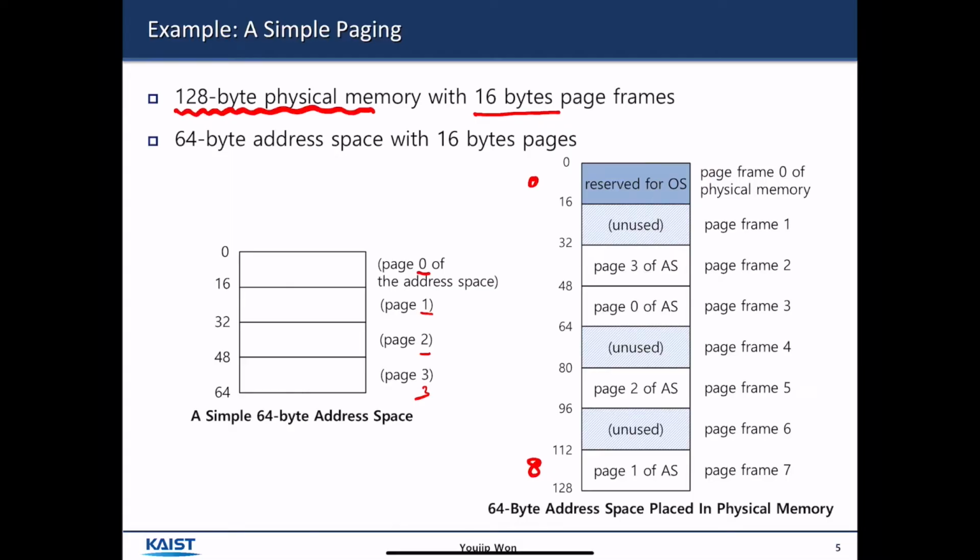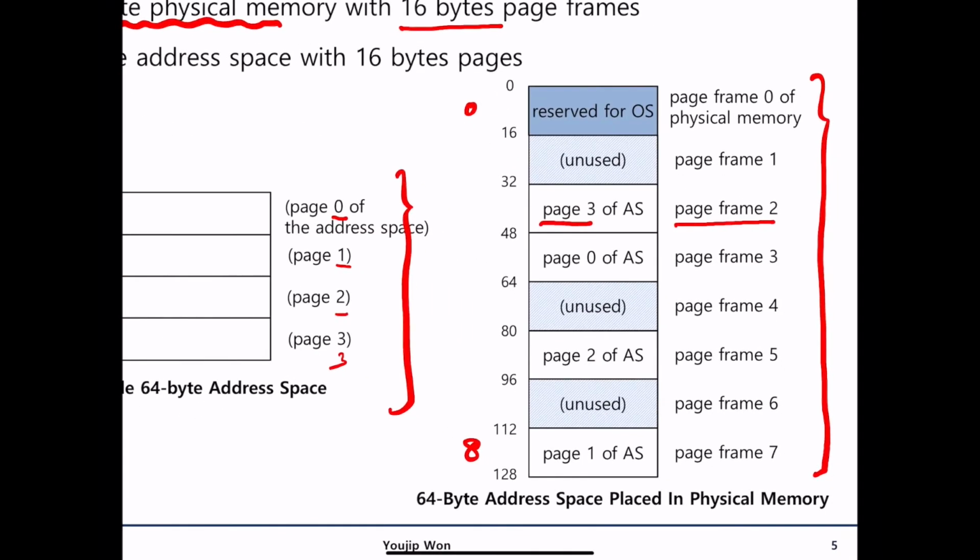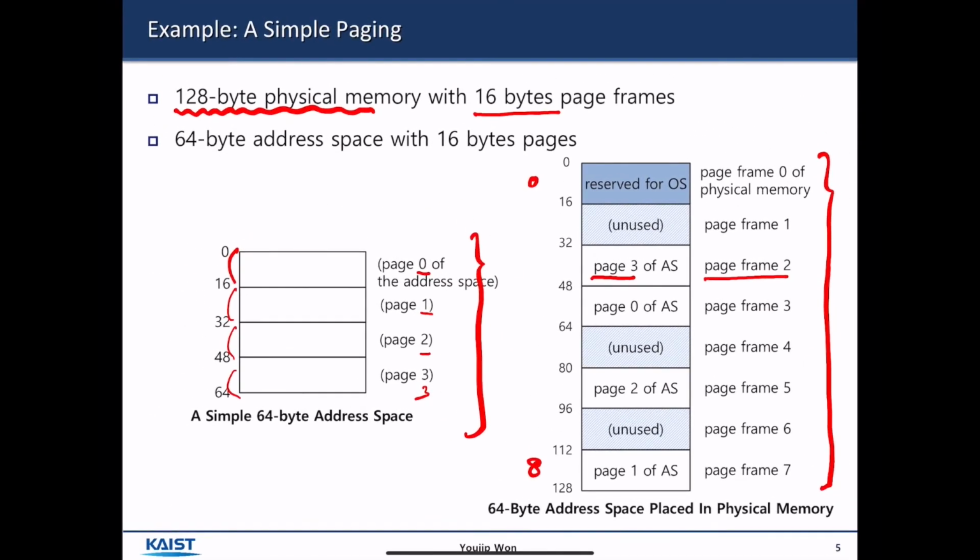And when we load this virtual address space into memory, there is a page table, and each of these pages can be freely located to any of the page frames. In this example, page 3 is loaded on page frame number 2. Page 0 is loaded onto page frame number 3. And page 2 of the address space is loaded onto page frame number 5. And page 1 of the address space is loaded to page frame number 7.